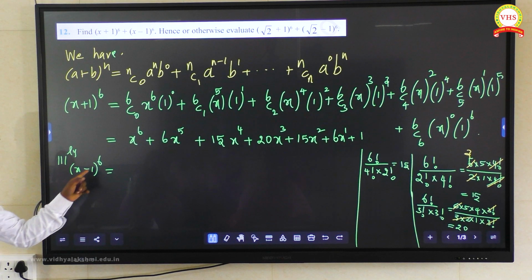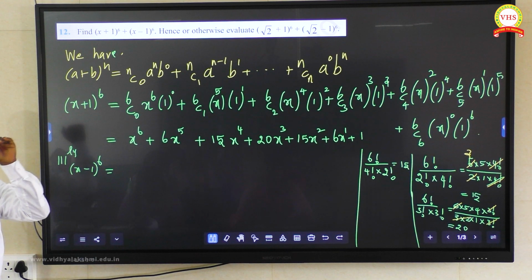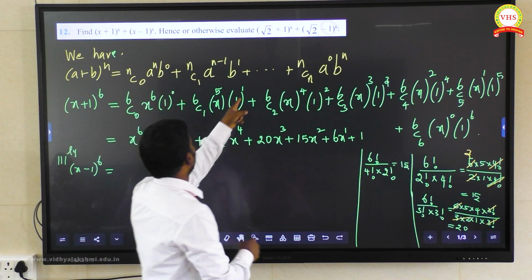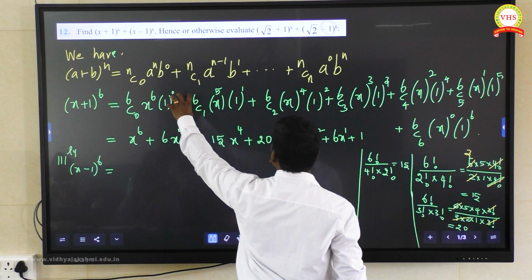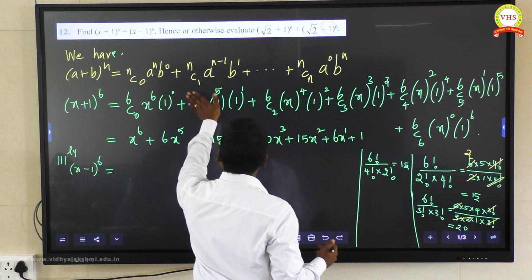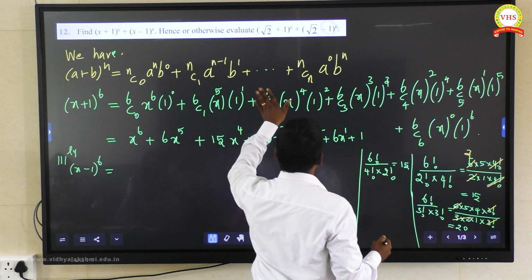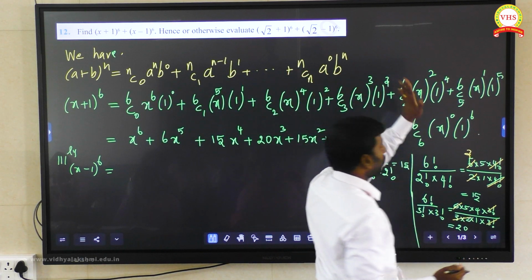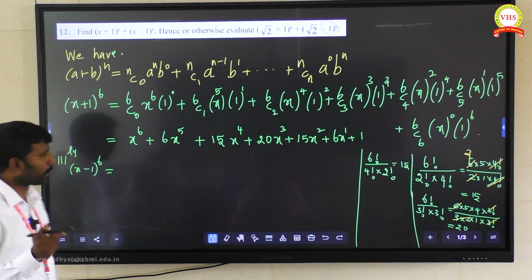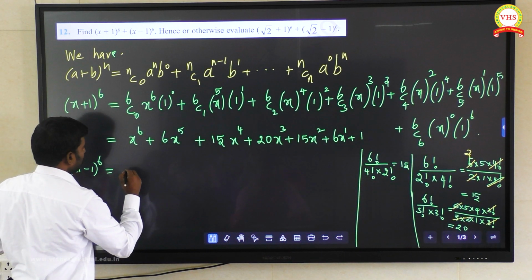Okay, so wherever you have b power odd, there you can apply negative. Am I right? So b power here you see 1, so you will be getting negative. Means first term positive, second term negative, third term positive, fourth term negative. Like that it will be going consecutively. Alternatively we can give like that. And the same answer, you just write what I am getting.